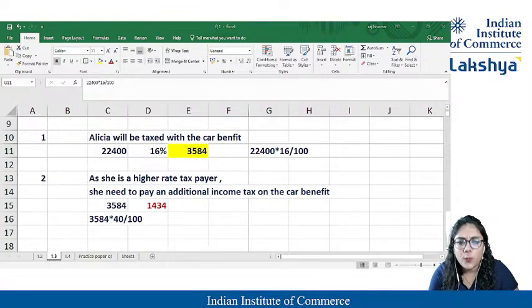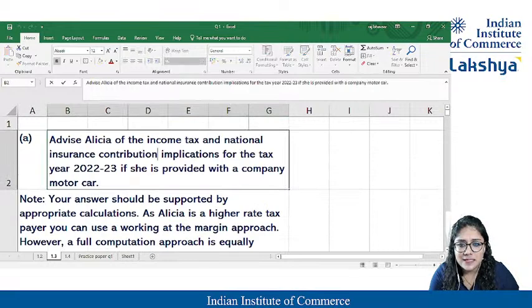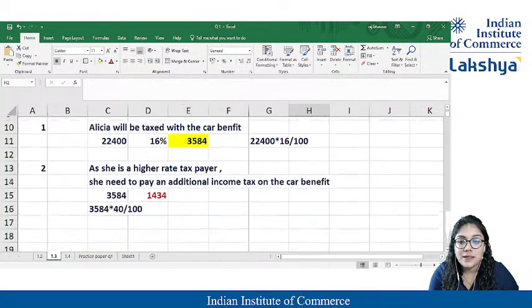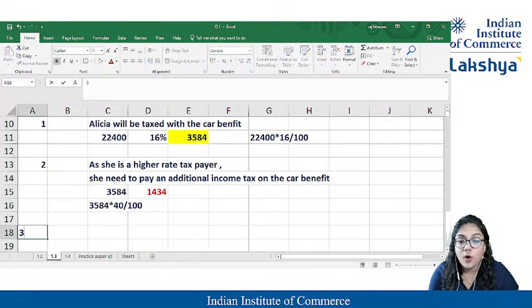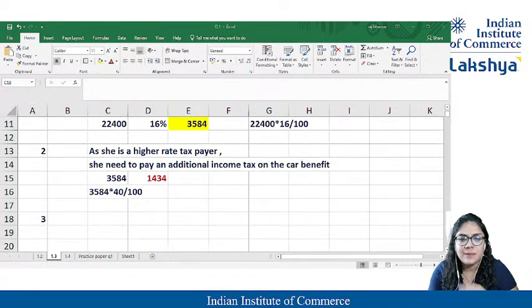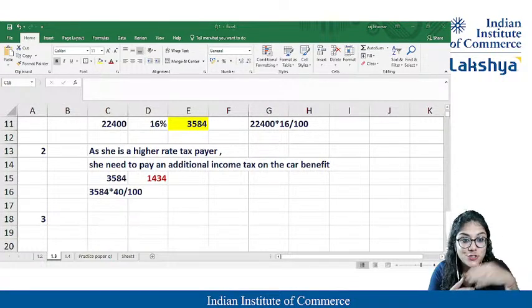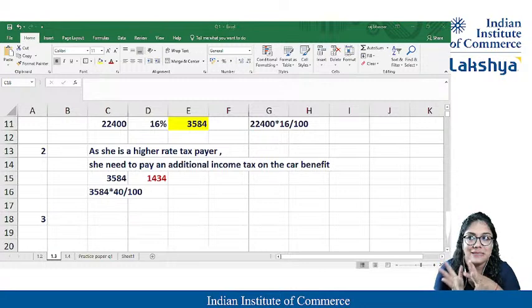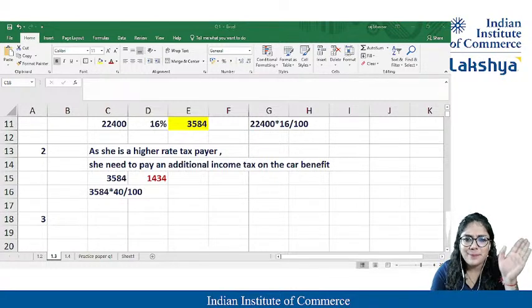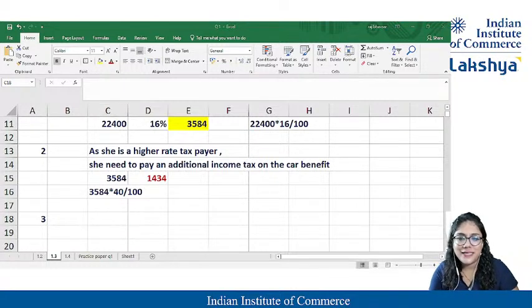Yeah, okay. Do you think there are any NIC implications over here? Is there any implication for NIC? So yeah, we calculated the income tax also. Is there any NIC implication over here? So students, when I talk about NIC, a very important and very common thing comes to mind: am I getting any benefits in cash? No. If I'm not getting any benefits in cash, then NIC implications are not there, guys.